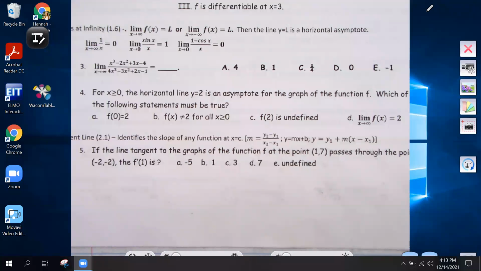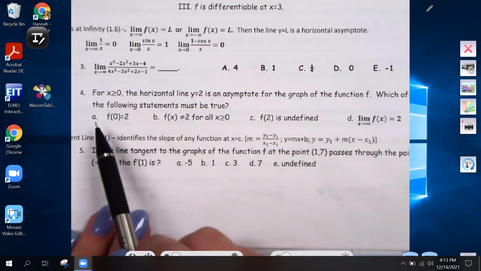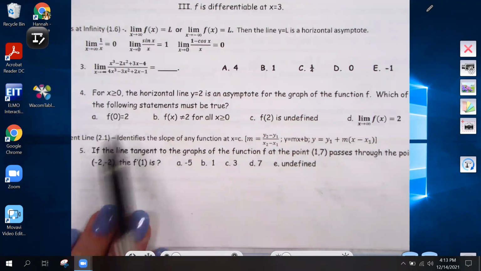Number 4 says for x greater than or equal to 0, the horizontal line y equals 2 is an asymptote for the graph of the function f. Which of the following statements must be true? So if we look at A, f of 0 equals 2, that does not have to be true. f of 0 could be anything for all we know.